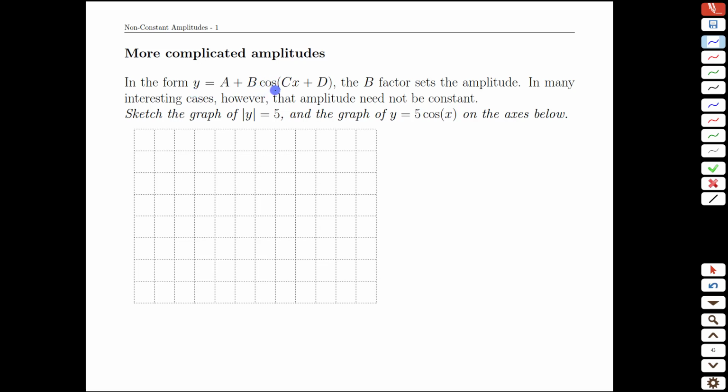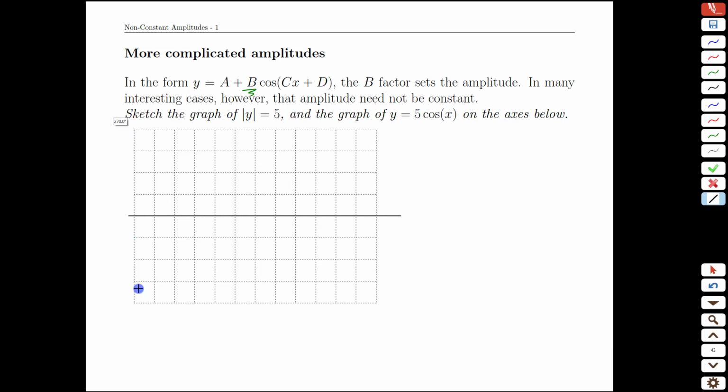When we consider using cos and sine graphs as building blocks for modeling, we looked at this form here where we had a vertical scaling and shifting and horizontal scaling and shifting as well. We're going to focus on the amplitude factor, the b value there. As an example, let's take the graph of y equals 5 cos of x.